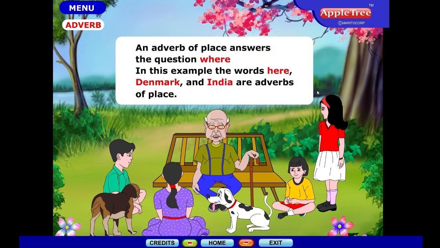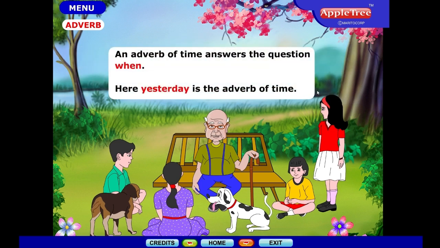An adverb of place answers the question where. In this example, the words here, Denmark, and India are adverbs of place. An adverb of time answers the question when. Here, yesterday is the adverb of time.